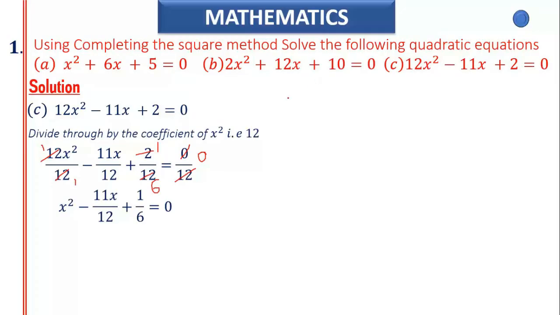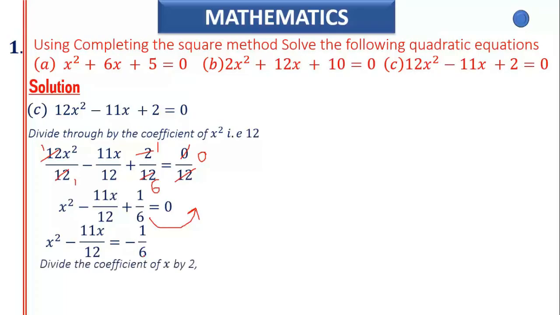In this case, we'll do the same thing that we have always been doing. That's by taking 1 over 6 to this side, which you know we turn to negative. That's how we come about the minus 1 over 6 here. So the next thing is to divide the coefficient of x by 2, square it, and add it to both sides of the equation.